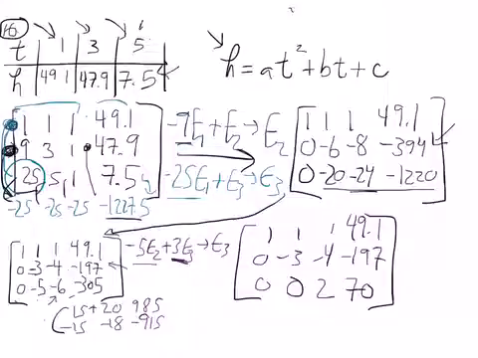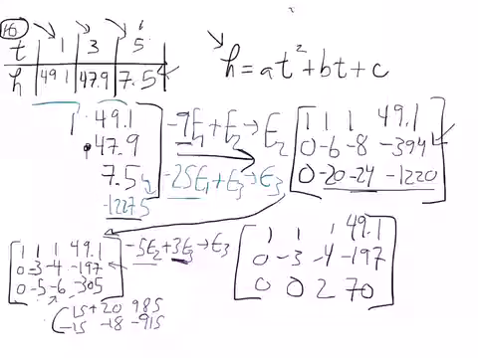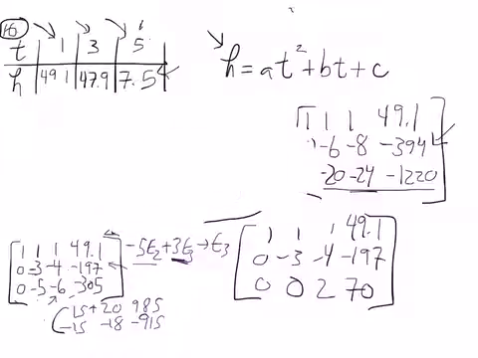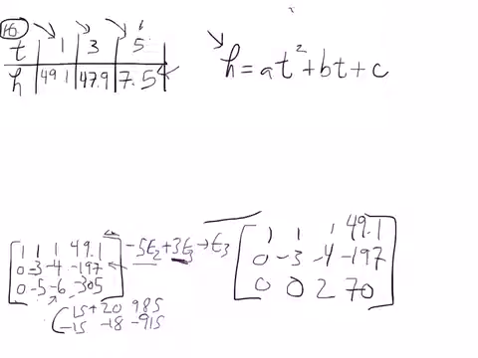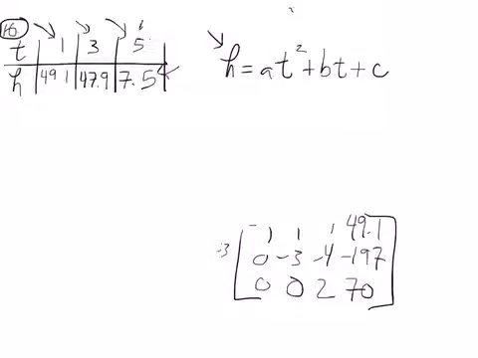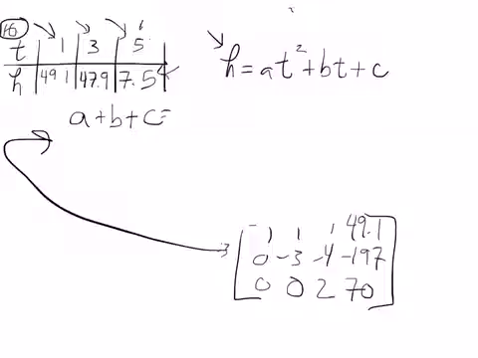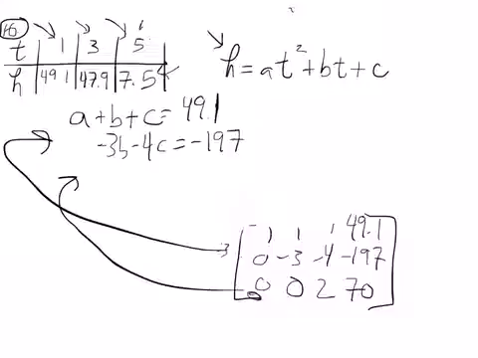All right, so now with that system, I can do some work to back solve, because now I have it in terms of a system. So now I can translate it out of a matrix back into a system of equations. So this would be the same as 1a plus 1b plus 1c equals 49.1. My next equation would be 0a minus 3b minus 4c equals minus 197. And then my last equation would be 0a, 0b, 2c equals 70.